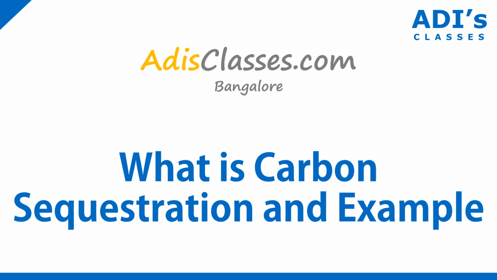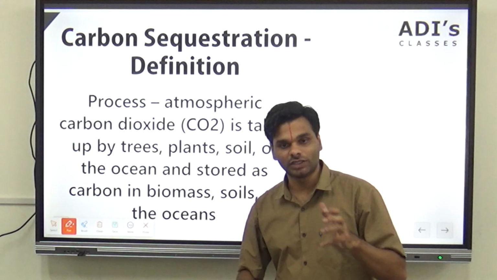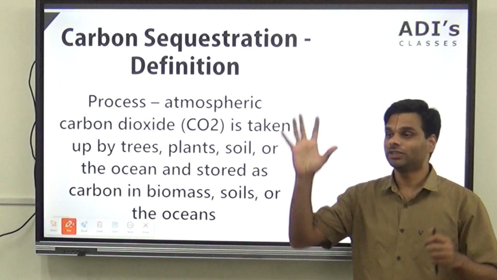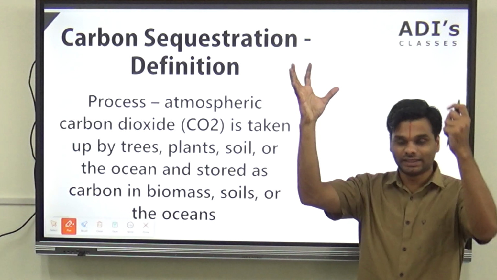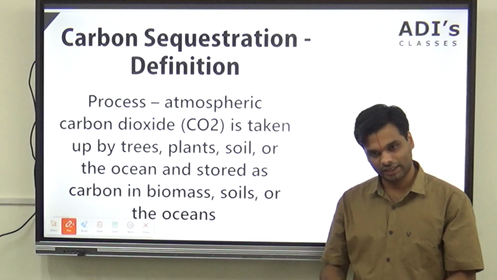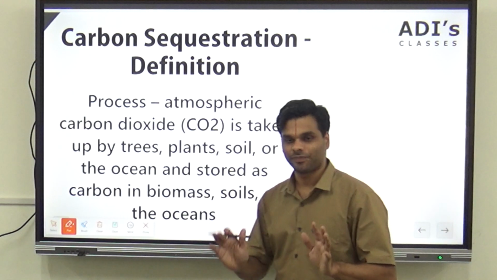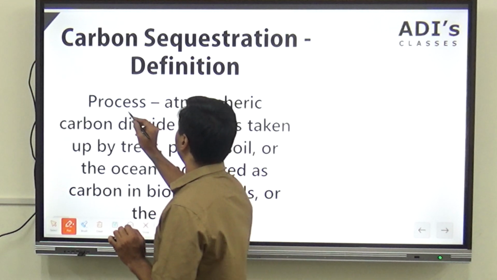The first definition we'll look at is carbon sequestration. Carbon sequestration is a process by which atmospheric carbon dioxide is collected and it is either stored in biomass or in the soil or in water. This is the definition. Okay. Important part.